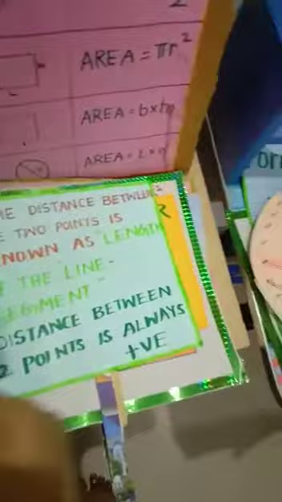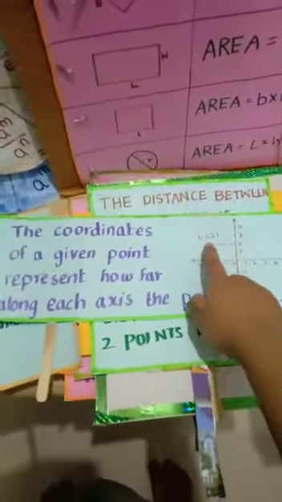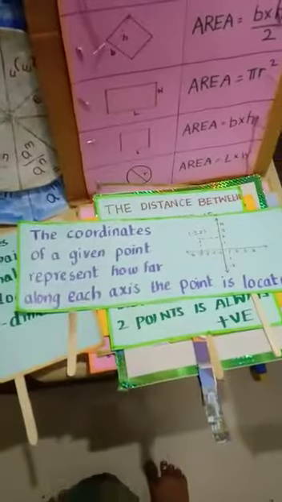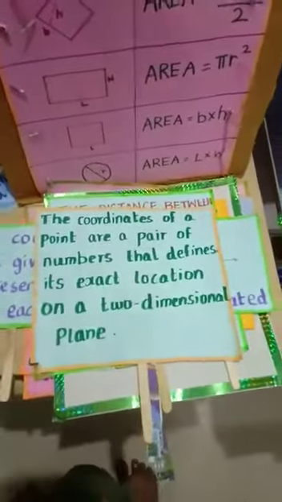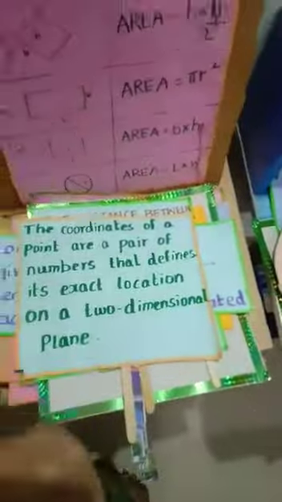The coordinates of a point represent how far it is along each axis, how far along each axis the point is located. The coordinates of a point are a pair of numbers that defines its exact location on a two-dimensional plane. These are the various charts and models which I have made.